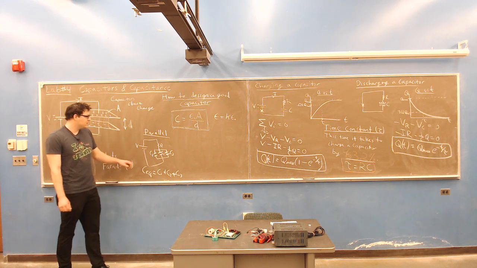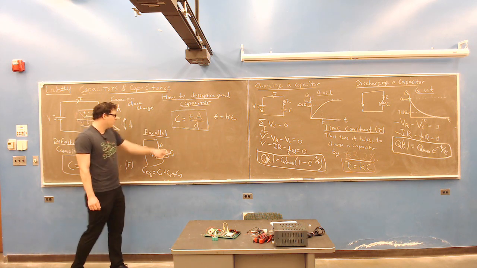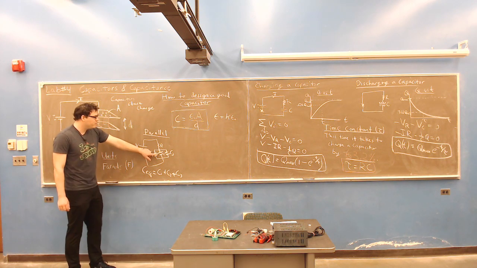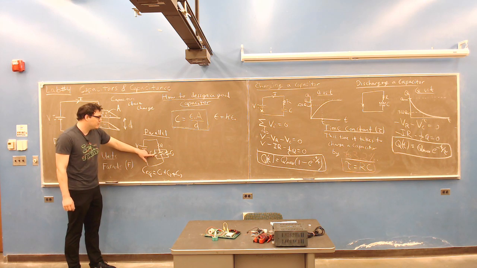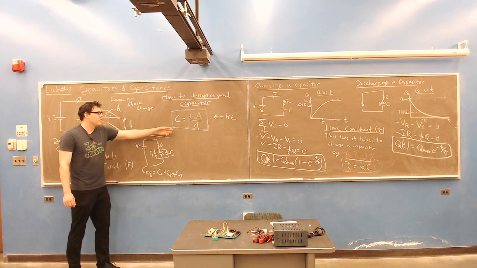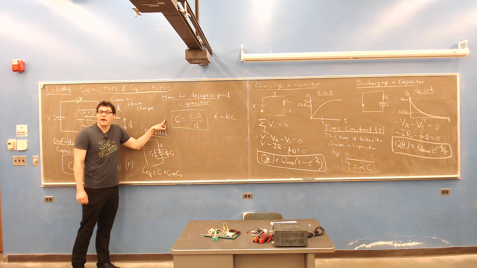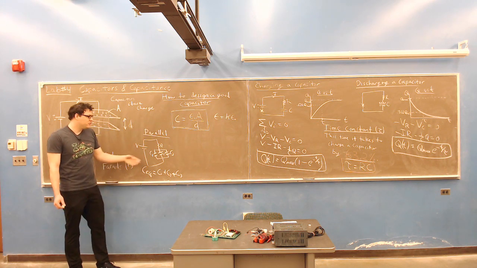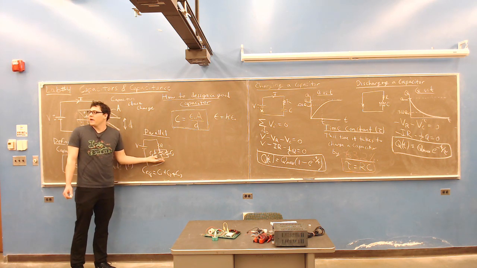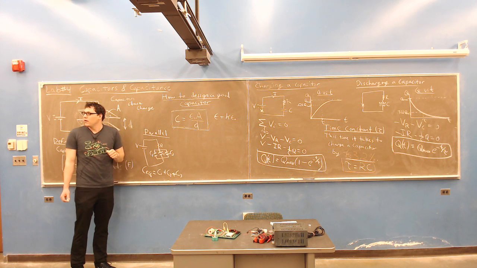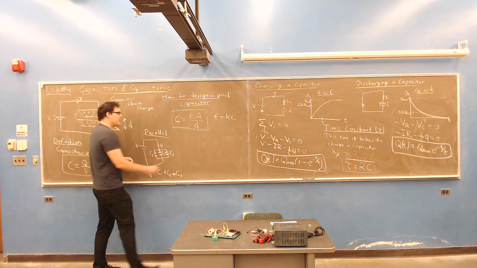And this sort of makes sense because if you look at this equation here, what effectively you've done is you've increased the area. So each one of these has an area A, and you multiplied it by 3. So in effect, you just multiplied the area by 3 here, which increased the capacitance by a factor of 3. Does that make sense? So you just designed a bigger area capacitor by putting 3 capacitors in parallel. What about series?